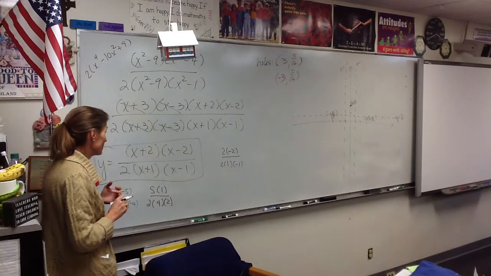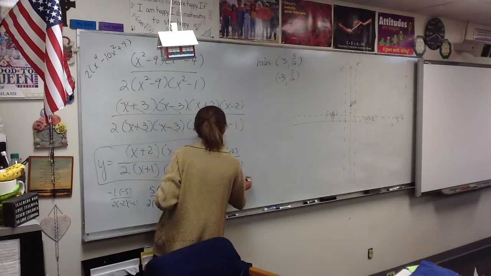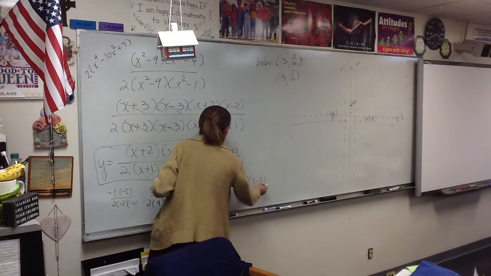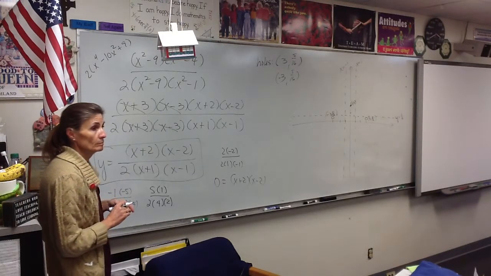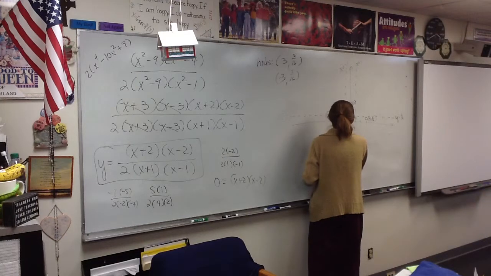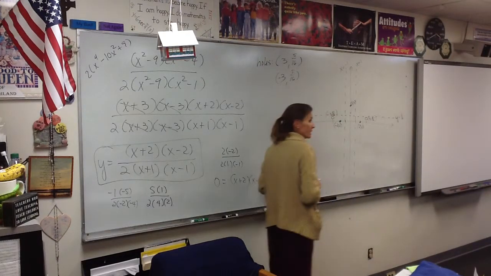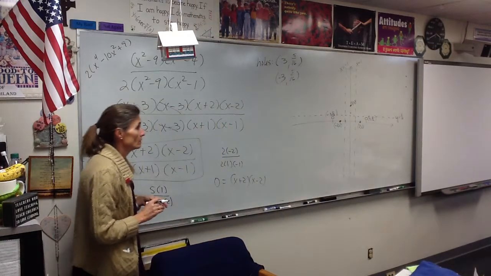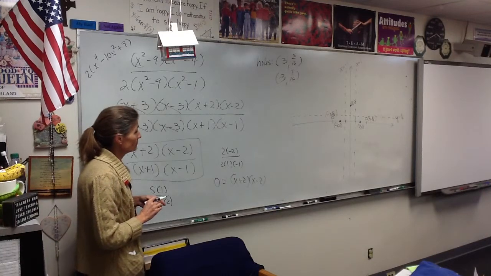Now, what about my zeros? Well, I'm going to set this equal to 0. And where are my zeros? -2 and +2. This is really coming together. I think you can figure out what this thing looks like. Those points are very helpful.